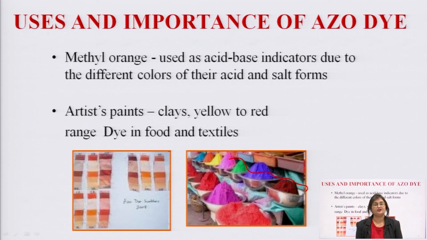Methyl orange is one of the common azo dyes. We know very well that these azo dyes are used in the textile industry, but apart from that, azo dyes also find varying use in the pharmaceutical industry, either as indicators or as coloring agents. For example, methyl orange is used as an acid base indicator. It is due to the different color which it produces in acid and salt forms.